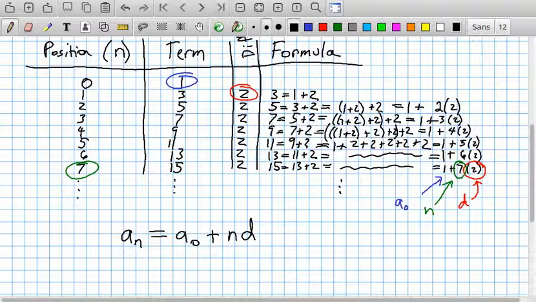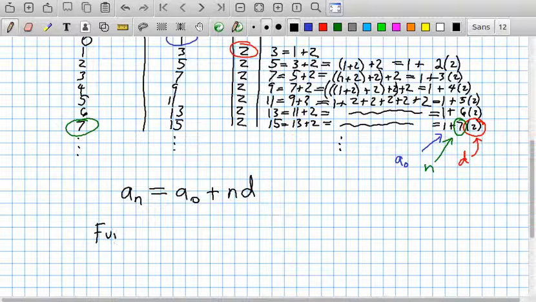Hey, that's really slick. The really nice thing here is that this n is counting up properly and keeping track of things. One of the reasons we chose our position number to start at 0 is that if I put in 0 for n, I get a0 equals a0. That's pretty cool. Otherwise, I'd have to put an n minus 1 there or something. So this is the functional equation for an arithmetic sequence.